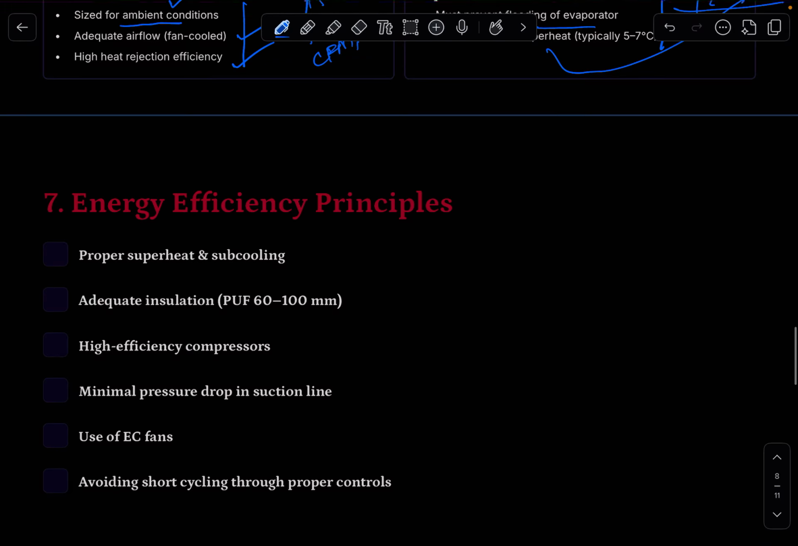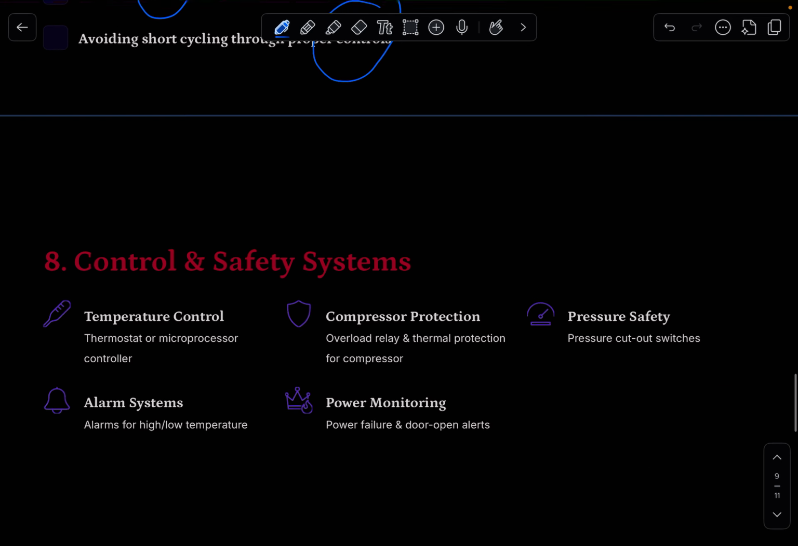We will be talking about, as I said, superheat. We'll be talking about what is the insulation which is to be kept, how much it has to be kept there, which compressor has to be selected, how to select the fans, okay, and what should be the controls. All these things are important from the design angle.